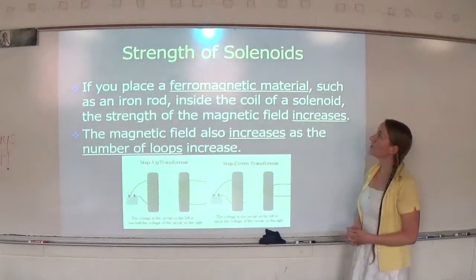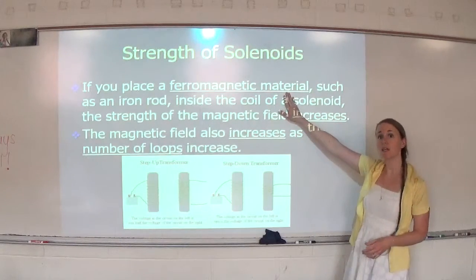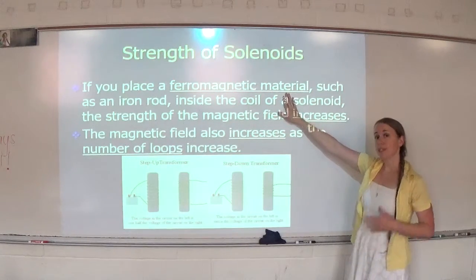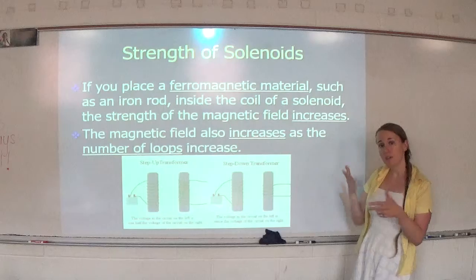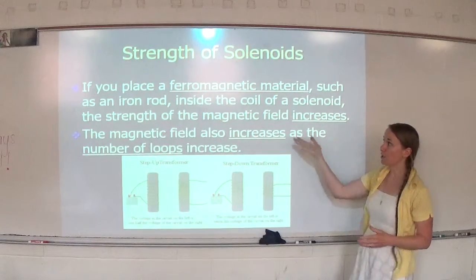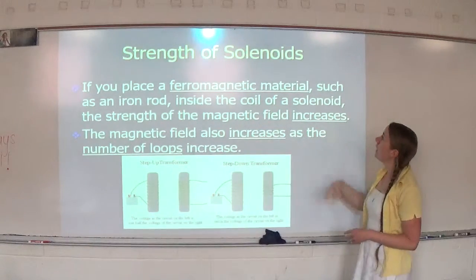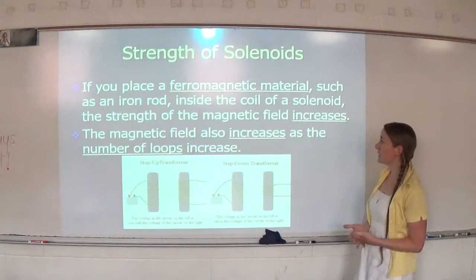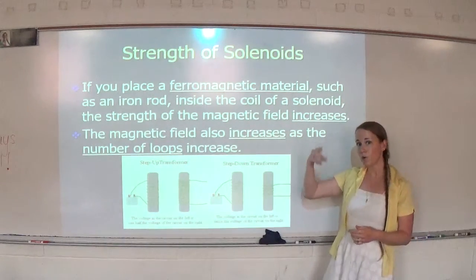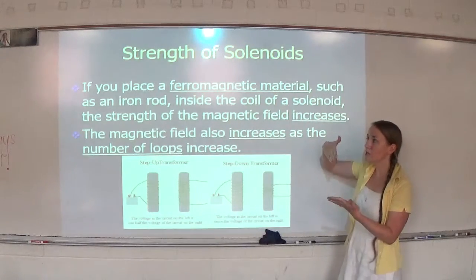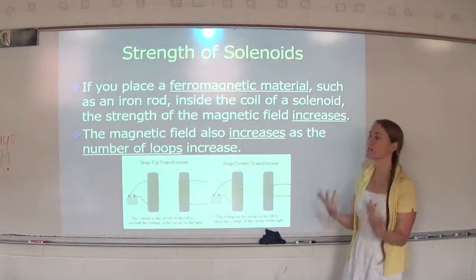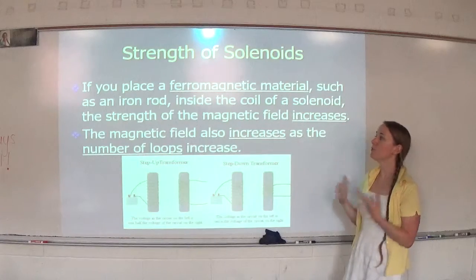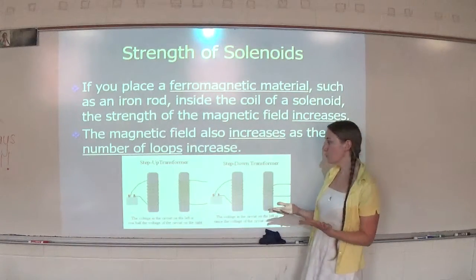If you place a ferromagnetic material, remember from the previous video, that was just a material that can be magnetized and have its domains aligned easily, like iron. That's where ferro comes from. Such as an iron rod, inside the coil of a solenoid, the strength of the magnetic field increases. So if we have the coil, we have a magnetic field, but if we insert an iron rod, we strengthen the magnetic field. The magnetic field will also increase as the number of loops increases.